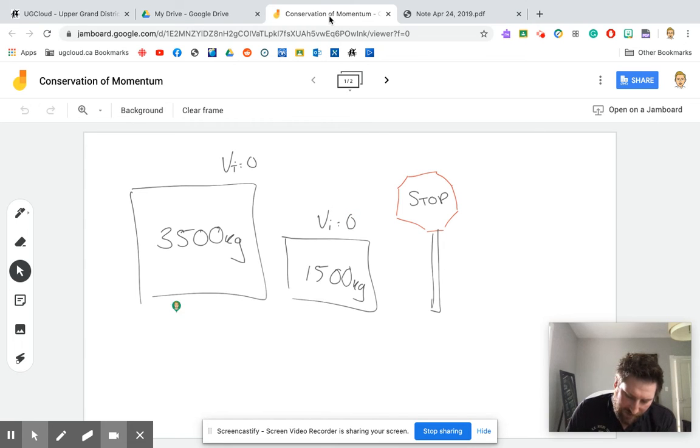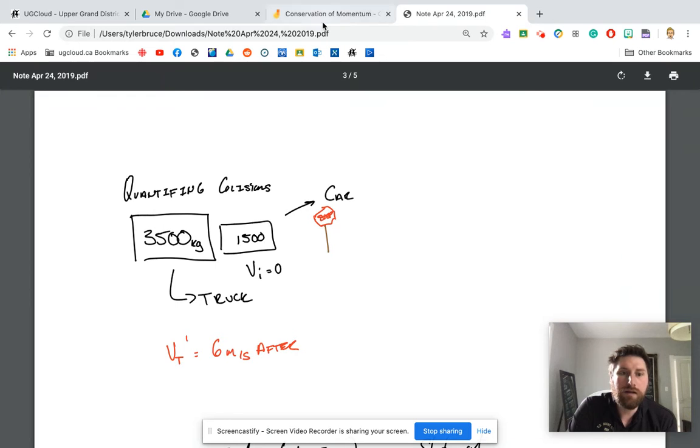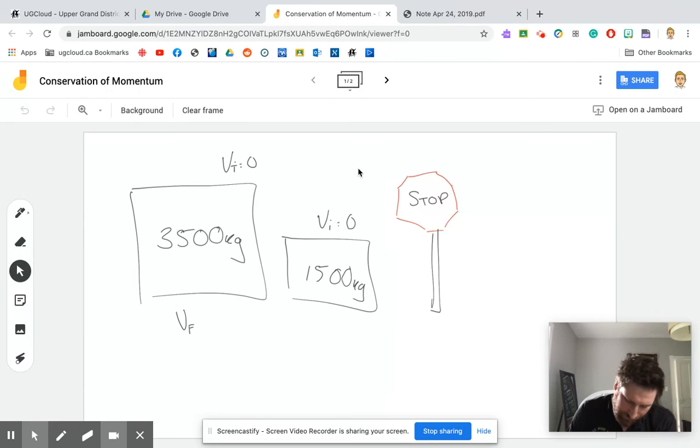We know that the final velocity of the truck after the collision is 6 meters per second. We're assuming it's forward. And so what the question is asking for is the final velocity of the car after the collision.